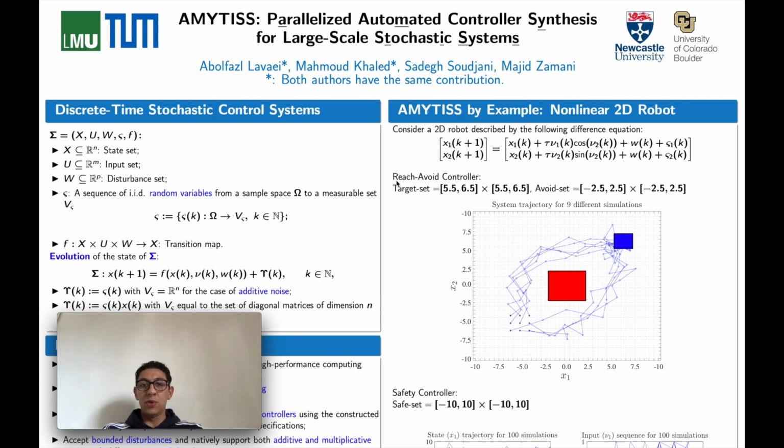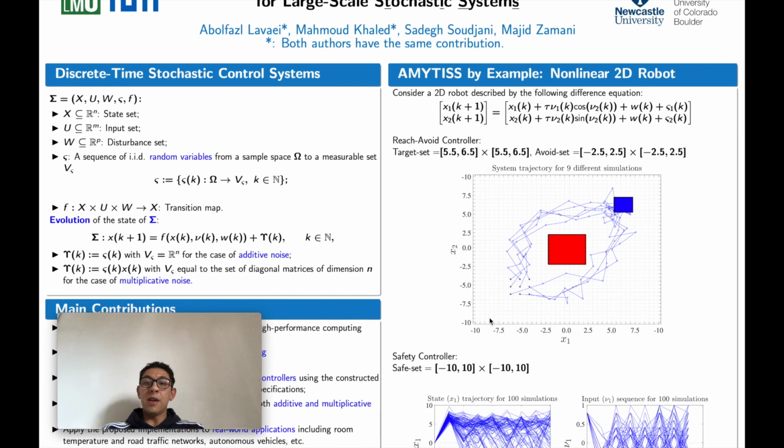We used AMYTISS to design a reach-avoid controller. We have a target set described by the blue box and we have an avoid set described by the red box. And we asked AMYTISS to synthesize a controller to enforce this specification, that is reaching the target while avoiding the obstacle. Then we simulated the closed loop, meaning attaching the controller to the system and starting the system with some example initial states. And then starting the simulation, all trajectories of the system can reach the target while avoiding the obstacle.